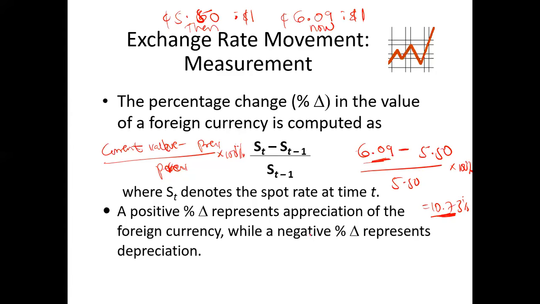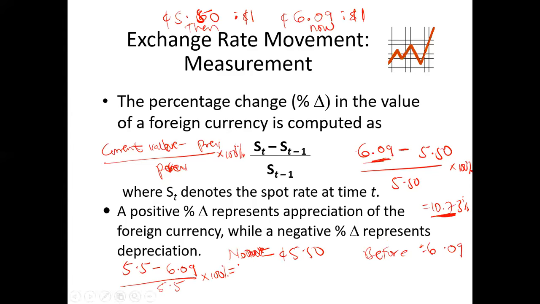But assuming you had a negative figure, let's say $1 now is 5 CD 50 pesos. That's $1 now. And $1 before was 6 CDs 9 pesos. So the calculation would have been 5.5 minus 6.09, divided by 6.09, times 100%.